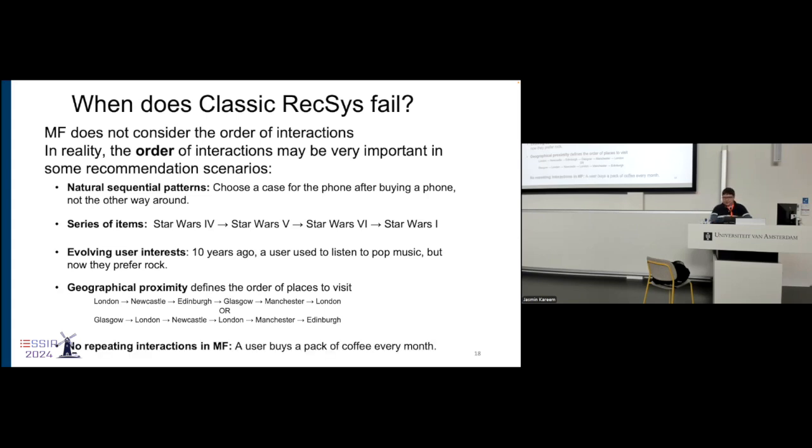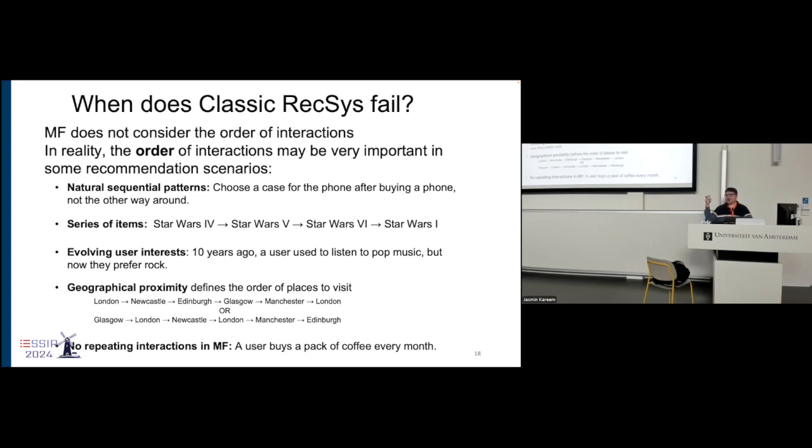Another super important case is that if we think of many recommender systems like music recommendation, e-commerce recommendation, even sometimes movie recommendation, users tend to repeat themselves. For music, for example, some people even listen to the same song on repeat over and over again. But classical recommender systems cannot do this, right?